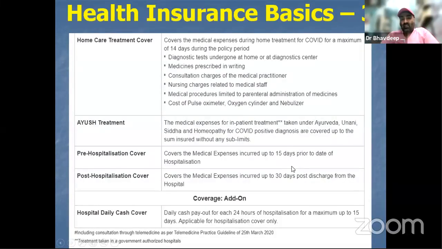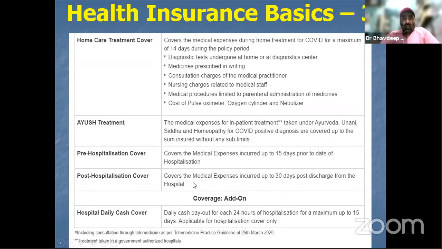So the pre-hospitalization expenses incurred up to 15 days were covered. Post-hospitalization up to 30 days was covered. Plus your stay in the hospital, let's suppose it was maybe 10 to 15 days. So a total of 60 days coverage was there.